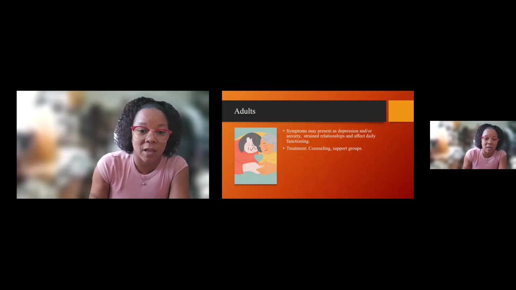With adults, symptoms may present as depression and or anxiety, strained relationships, and affect daily functioning. Treatment includes counseling and support groups.